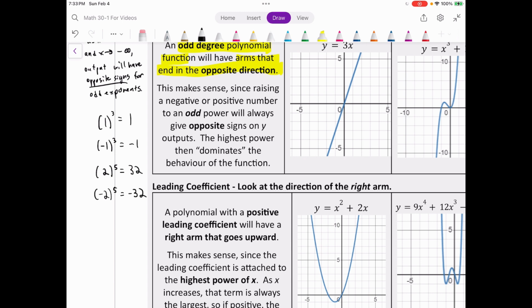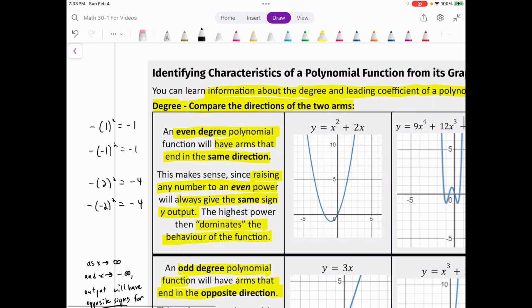So odd exponents give us opposite signs when we put in a positive x versus a negative x. Unlike our even exponents, where we get the same sign out, right? Put in a positive and square it, you get a positive. Put in a negative and square it, you get a positive, okay?